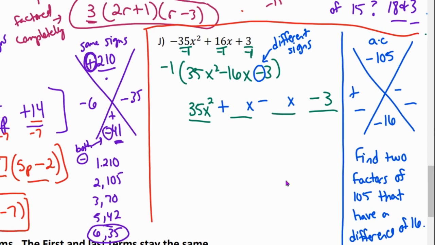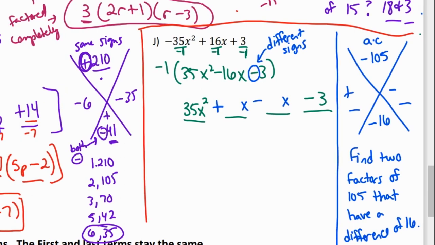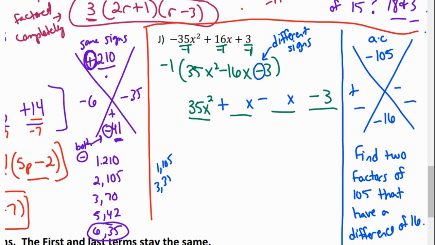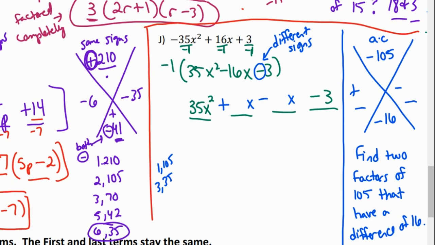So 5 and 21. And again, if you were to make a list off to the side, like 1 and 105, 2 doesn't go into it, 3 goes into it 35 times, 4 doesn't go into 105, but 5 goes into it 21 times. So somewhere off to the side, make a little list of your factors of 105 to help you get these 2 numbers. So the larger one needs to be negative. So 21 has to be negative, 5 has to be positive.